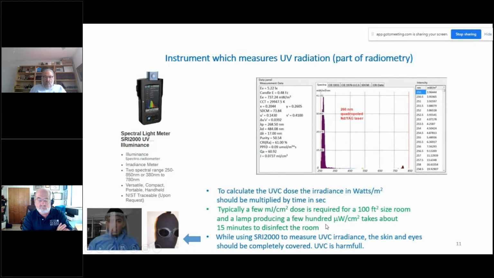So you have to make sure that you're properly protecting your eyes and skin, because UVC could be harmful. So you need to have like a glass shield on your eyes and cover all your skin. We also have a new unit, SRI 4000, that has a range from 200 to 430 nanometer. And this 2000 is a 10 nanometer resolution spectrometer, whereas the 4000 is a half a nanometer, but it has a smaller range from 200 to 430 nanometers.